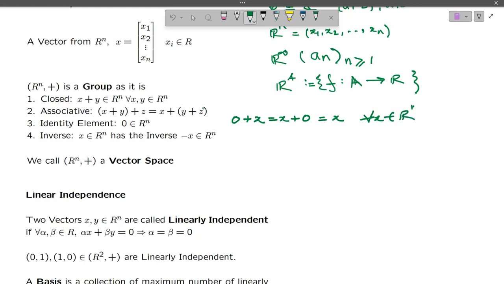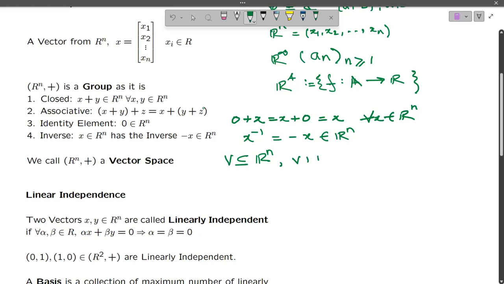in Rn. So that's the identity element, and then each element x has an inverse. For an x, the inverse is minus x, which also belongs to Rn. So we call Rn plus a vector space. For any vector space V, which is a subset of Rn, if these properties hold, then we call V plus a vector space.